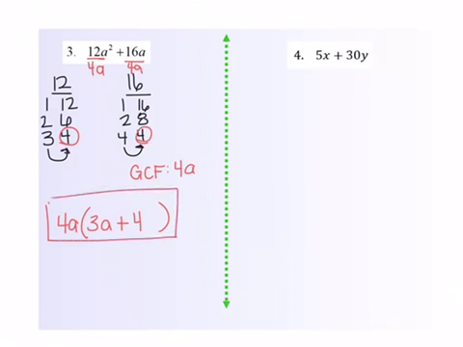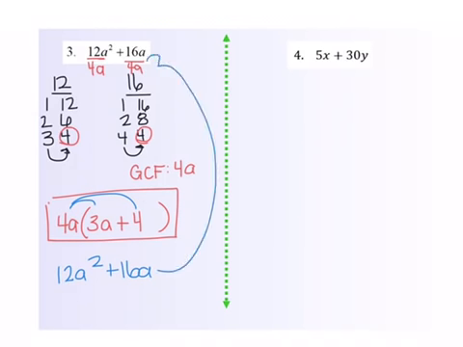You can always check and think back to Unit 3 when we were multiplying these things through. I would end up with 12a squared plus 16a, which is exactly what I had in the beginning. So I know that I did it correctly.